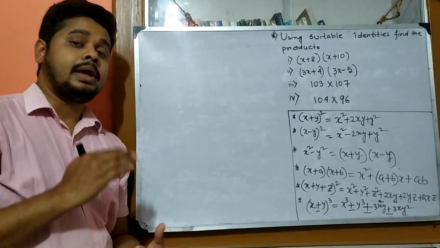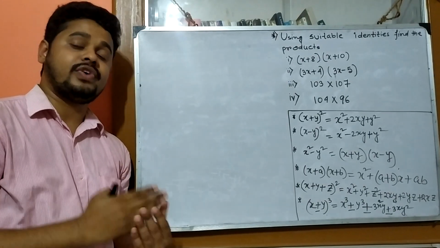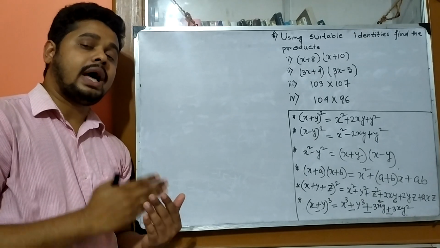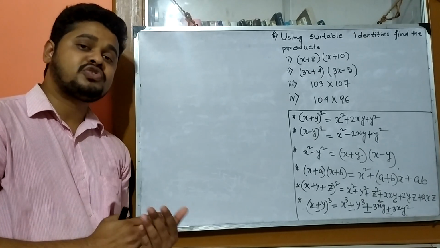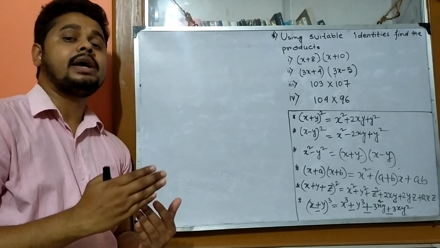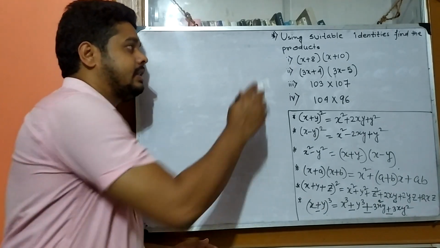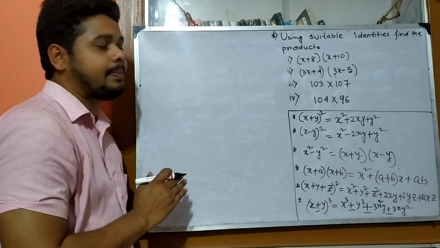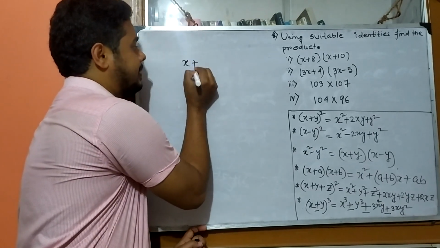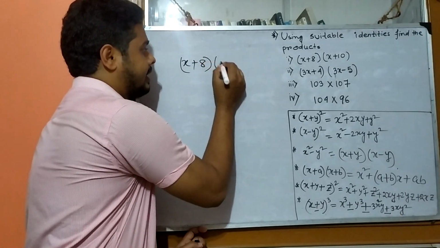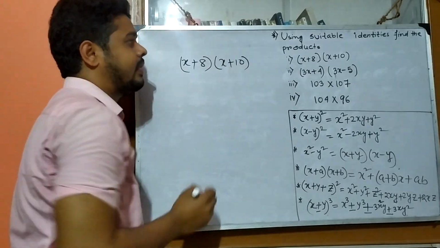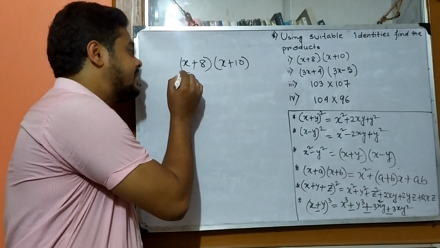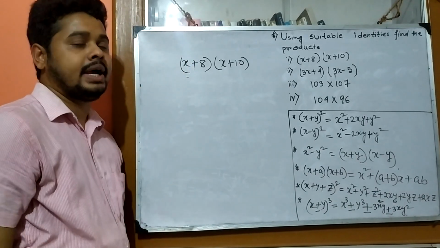Last day I mentioned to memorize all the identities very carefully, because we have to use the identities, or we have to select the identity depending upon the problem. Here, using a suitable identity, find the products. And the first problem is to find the product. Now the question is which identity we have to apply here.